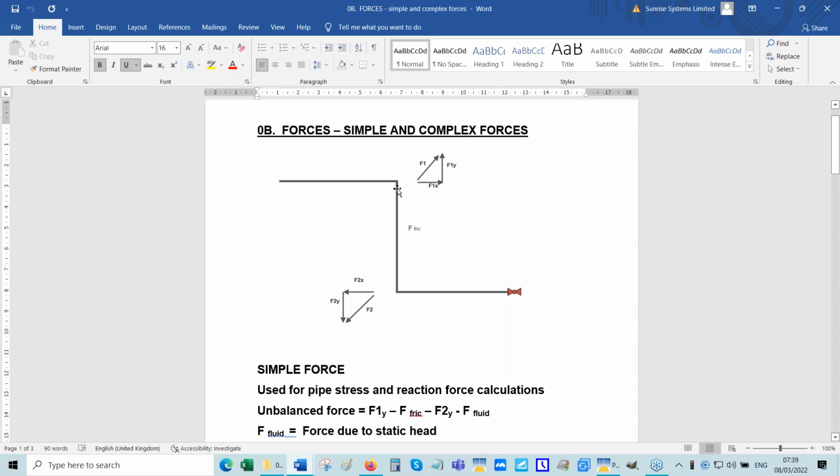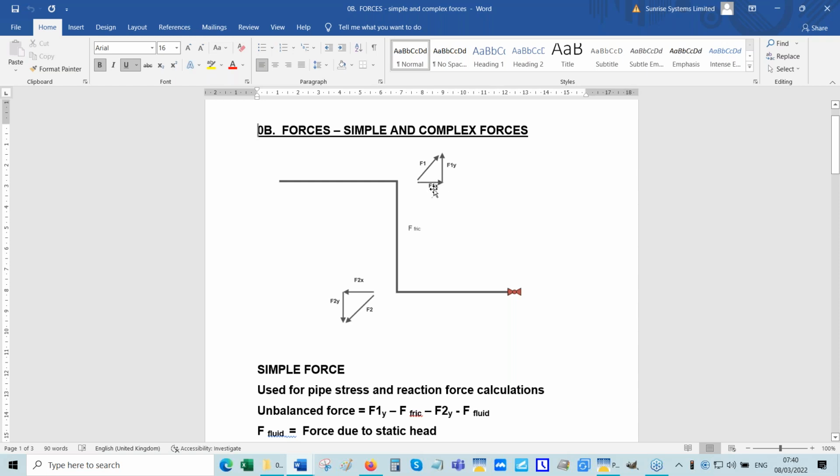Even in the steady state, it will experience a force, and you have F1x, F1y, and the vector sum of those two components. Of course, this could be in 3 dimensions as well. It's easier to see this as being on the XY plane. And this elbow also has an X component and a Y component and the vector sum of those two components.